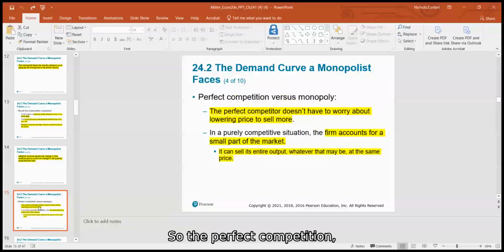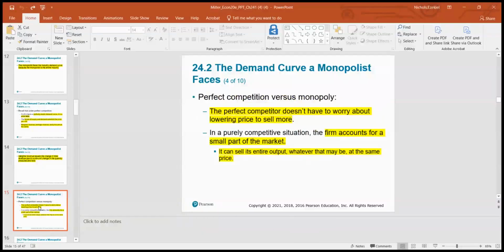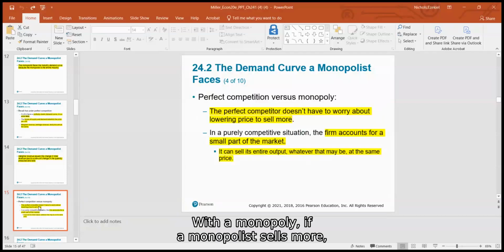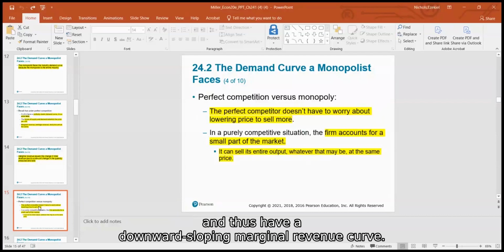So with perfect competition, the perfect competitor can sell all that they want at one price. With a monopoly, if a monopolist sells more, it lowers the price in the market because they face a downward sloping demand curve and thus have a downward sloping marginal revenue curve.